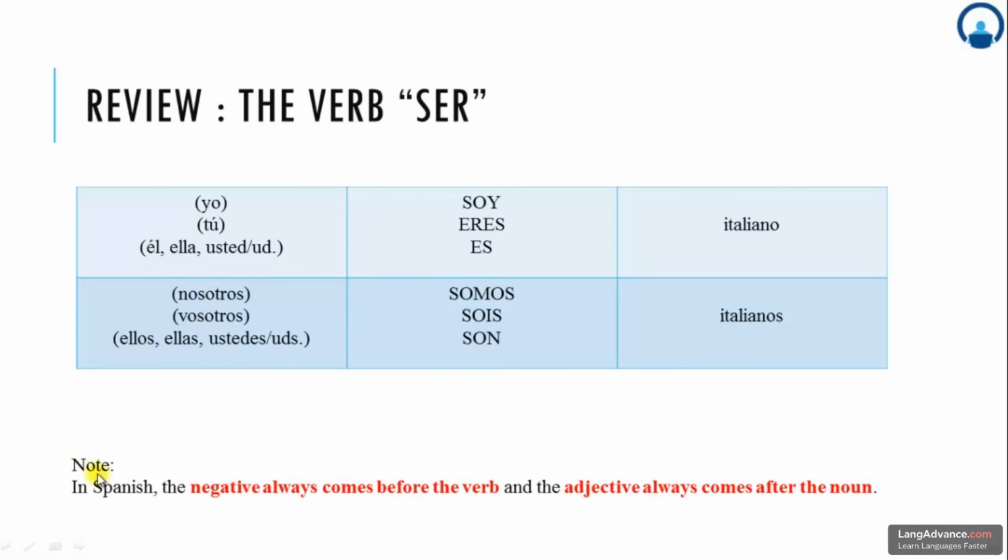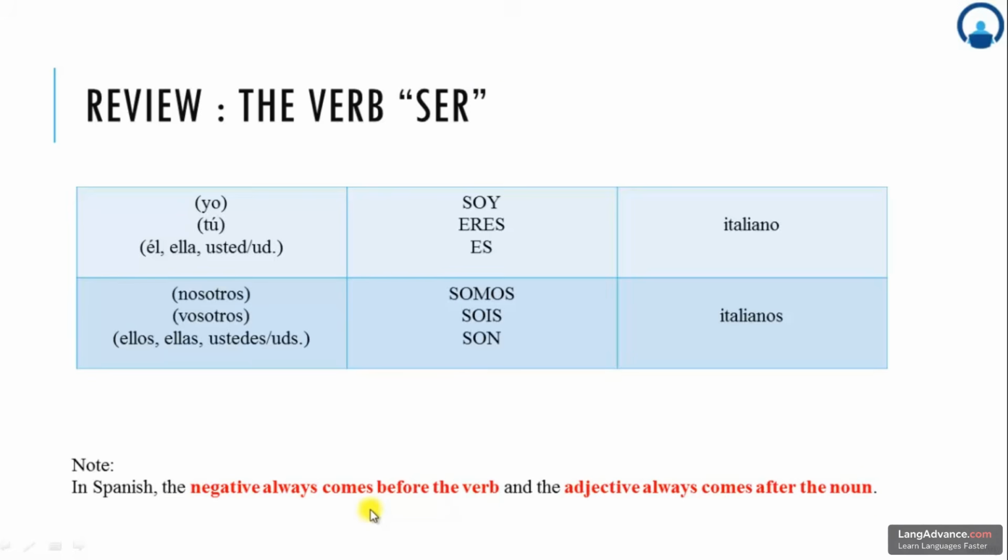Down here we can see the note which I have already explained while doing the conversation module: the negative always comes before the verb and the adjective always comes after the noun. Make sure that you have written this rule somewhere in your notebook, so it's necessary while framing any sentences.